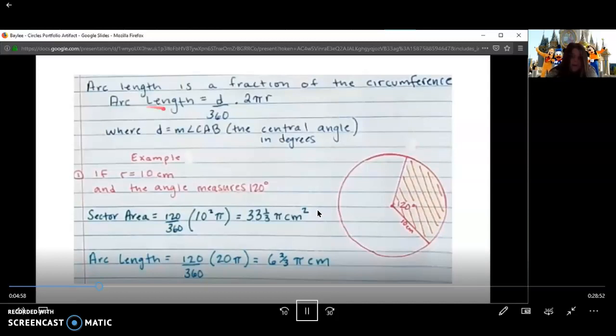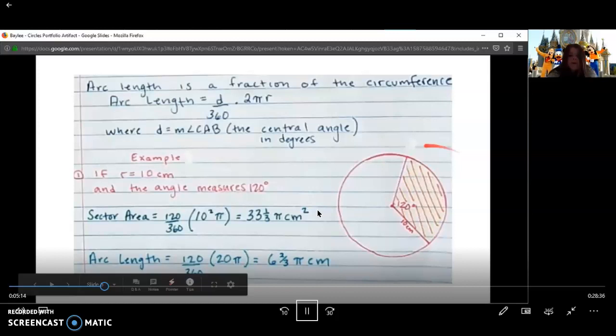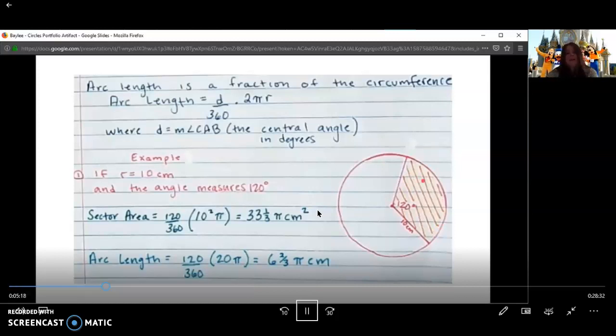And this says to find the arc length, you use your central angle here, which would be CAB, which equals 120, so we can use that over 360 times 2 pi r to find this length around the circle in the shaded region. So that would be the crust of the slice of pie or pizza that you just got.